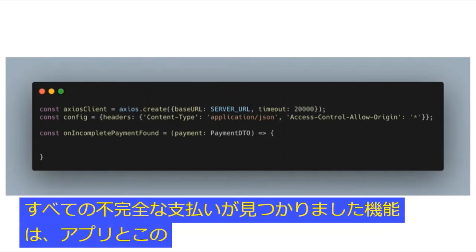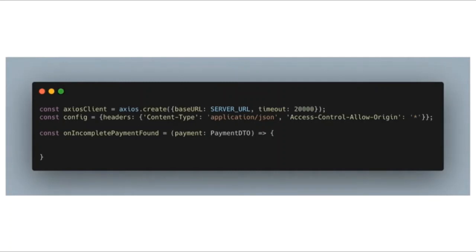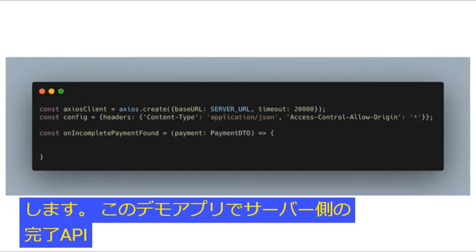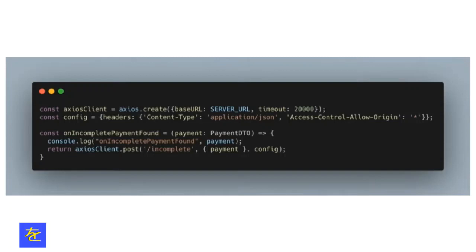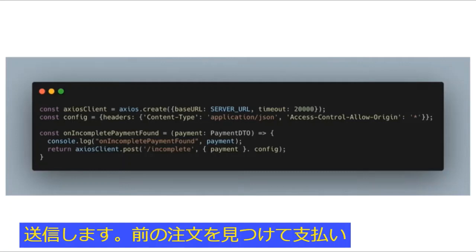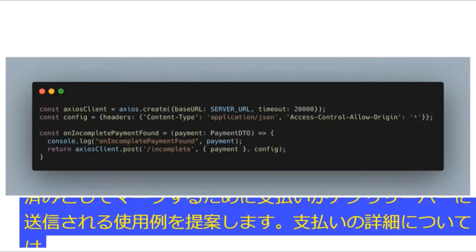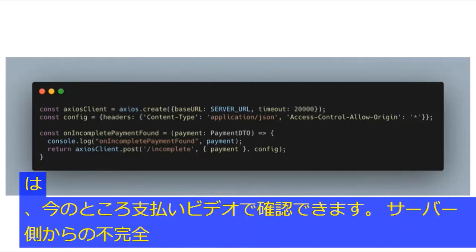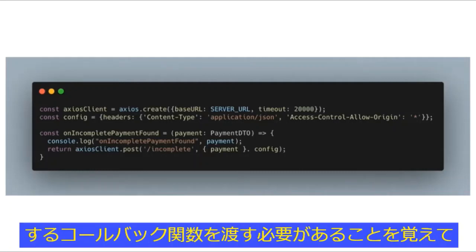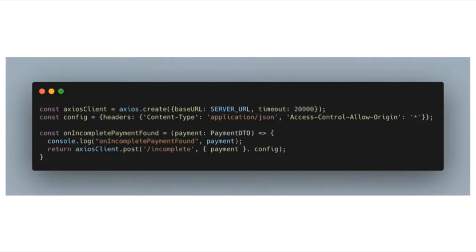OnIncompletePaymentFound function handles an incomplete payment between your app and this user you're authenticating. A payment is considered incomplete when you don't submit the server-side completion API call. In this demo app, we're proposing an example usage where the payment is sent to the app server to find the previous order and mark it as paid. More details about payment is available in the payment video. For now, let's just keep in mind that we need to pass a callback function that handles the incomplete payment from the server side.